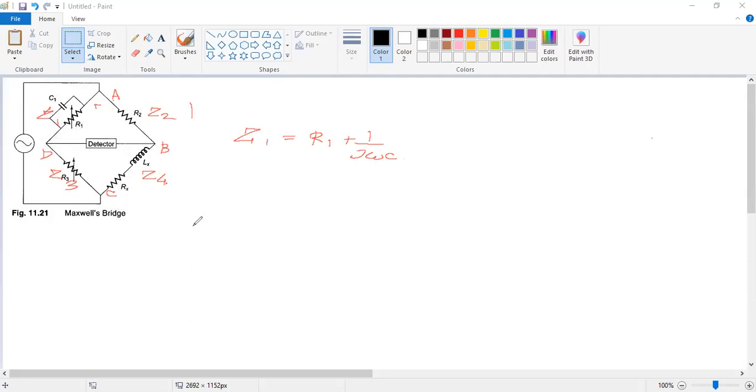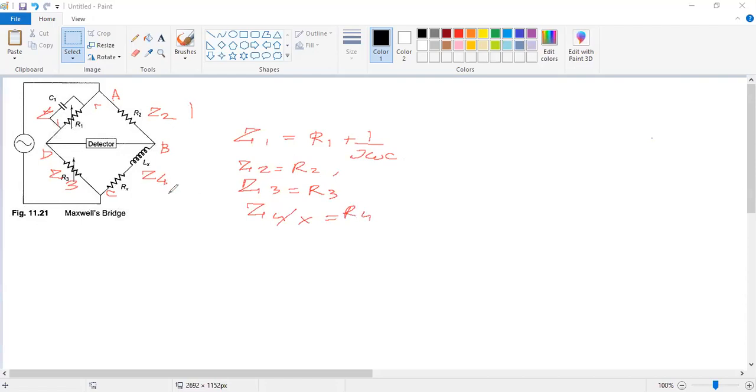Okay, so Z1 is R1 in parallel with C1, or we can say admittance. We write Z1 equal to this, and we know Z2 is R2, Z3 is R3, and Z4, or you may say Zx, is denoted by R4 or Rx.